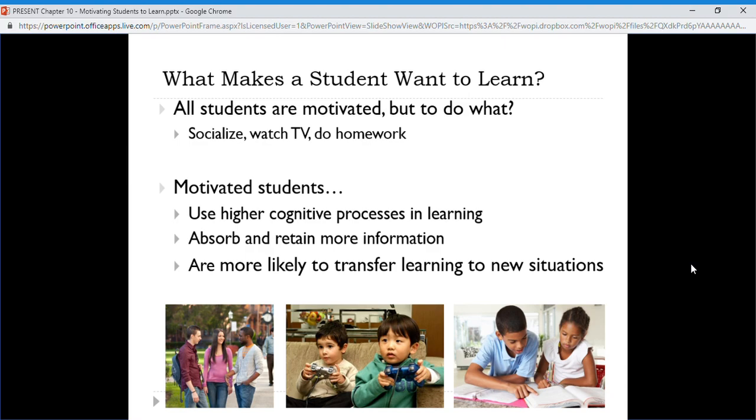We know that students who are motivated are able to use higher cognitive processing in learning, so get that deeper understanding of something. They're able to more easily absorb and retain more information when they're motivated. And students that are motivated are more likely to be able to take that learning that they have done in the classroom and transfer that learning to new situations.